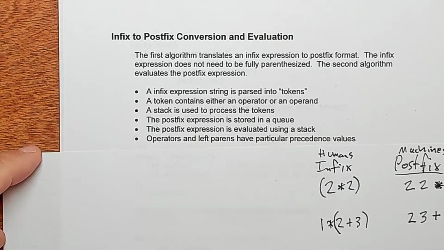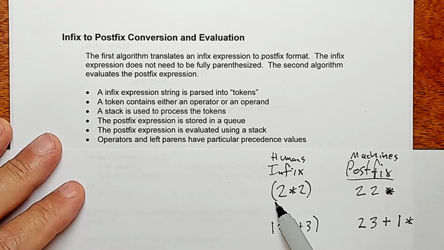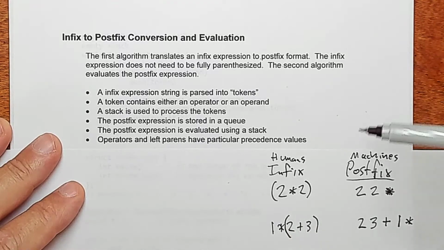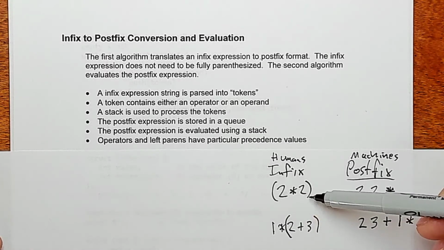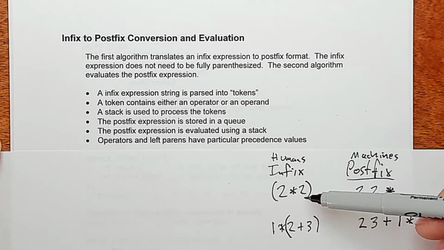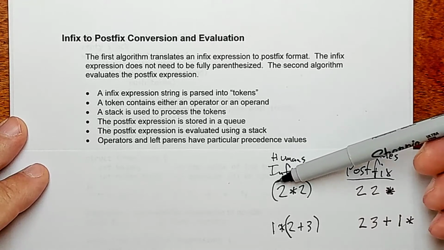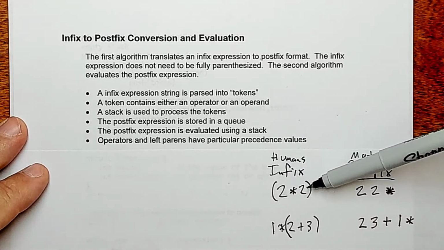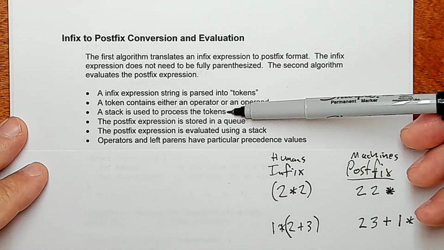Okay, so we need to process this string. This is a string of characters. Paren characters, ASCII characters. So we need to take it apart, and some of these things are operators and some of them are operands. So we're going to call each one of these characters a token. Okay, so a token is an operator or an operand, right? Each one of these we're just going to call a token. It's either an operator or an operand. And then we're going to use a stack to process these tokens.